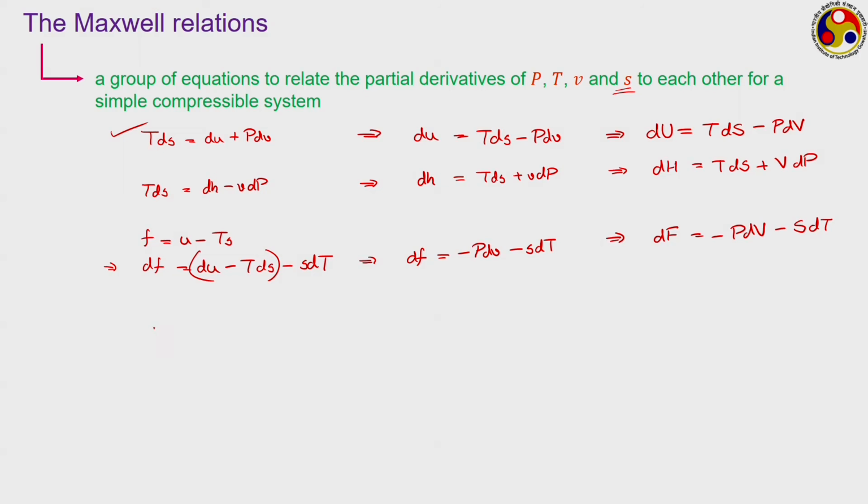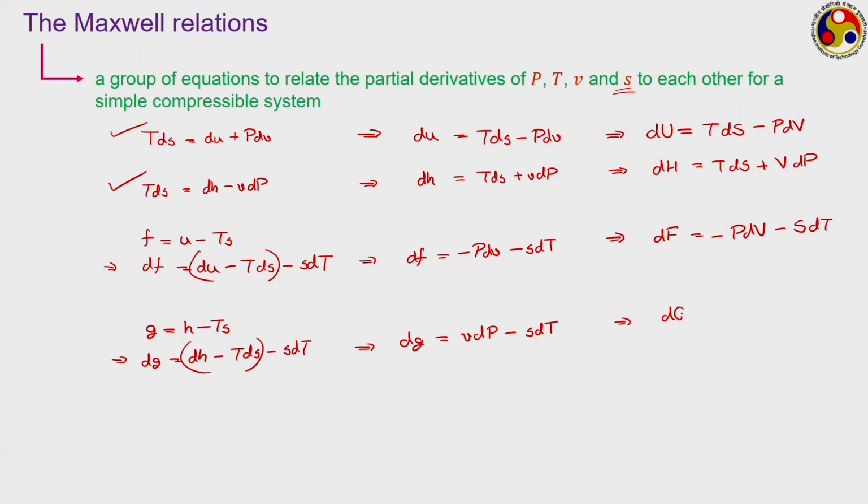And hopefully you have understood what we are going to do next. We are going to use the expression for the Gibbs free energy. So, g is equal to h minus Ts, dg is equal to dh minus Tds minus s dT. Now, this dh minus Tds can be replaced by whatever we are getting from there. So, we get dg equal to small v dP minus s dT.